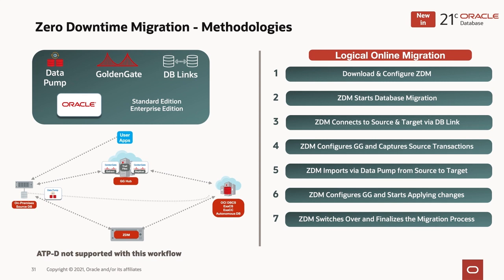Then ZDM will do an import via Data Pump from the source to the target. Then ZDM will configure the GoldenGate replicat from the OCI marketplace image on the GoldenGate Hub, and will start feeding from those trail files generated by the extract and applying the changes on the target. And finally, ZDM will do a switchover and finalize the migration process.